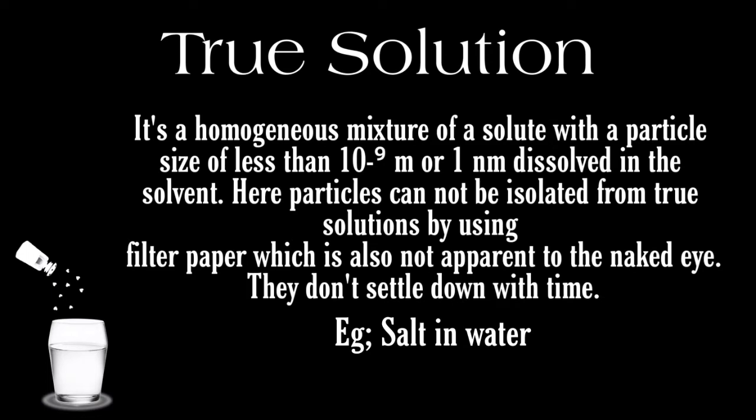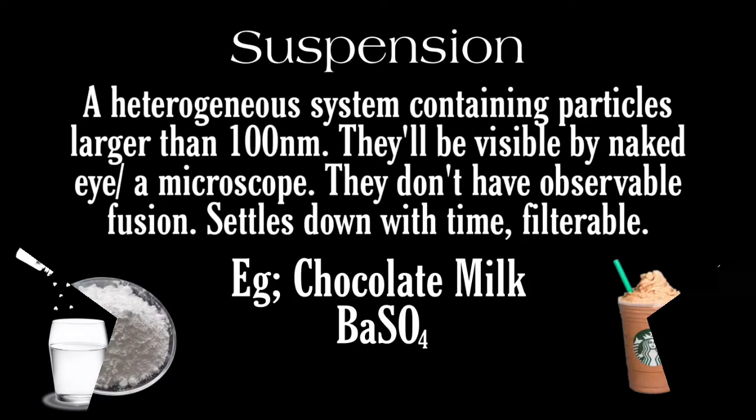In a true solution, we can't isolate the solute from the solution by filter paper, and hence the particles will not settle down. We can recognize a true solution by the naked eye if and only if the particles aren't visible. For example, salt and sugar solution.